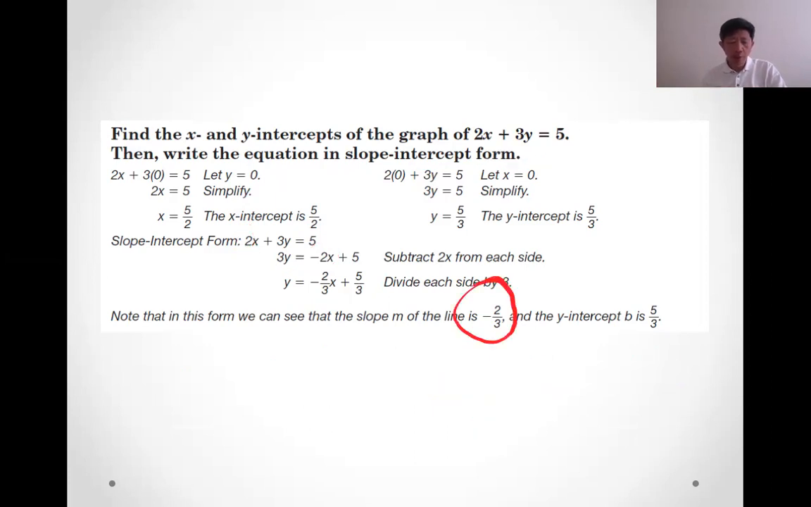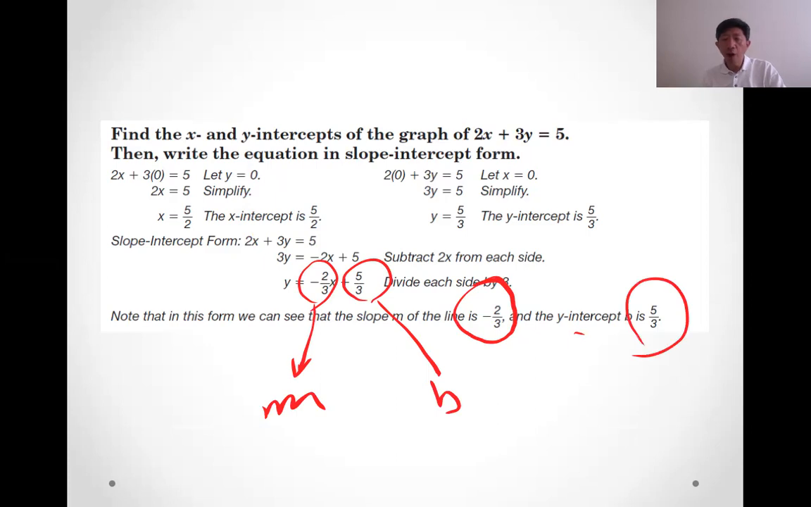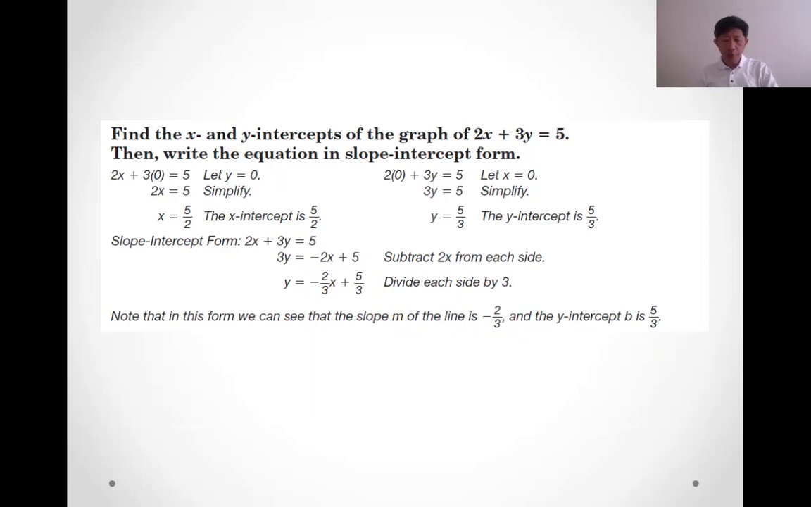We can see the slope m. This is m, the slope, and this is the intercept, right? The slope is negative 2/3, and the y-intercept is 5/3, okay? So this is the problem we practiced with the slope, okay?